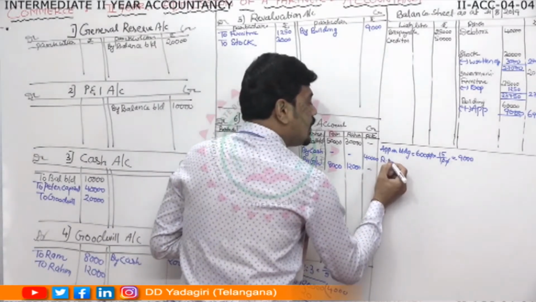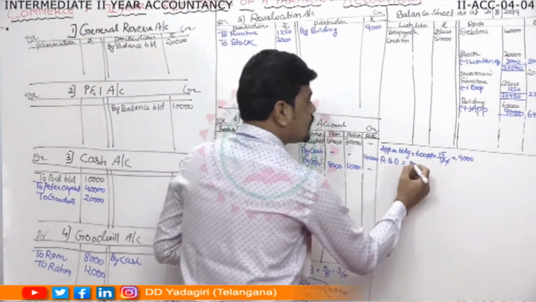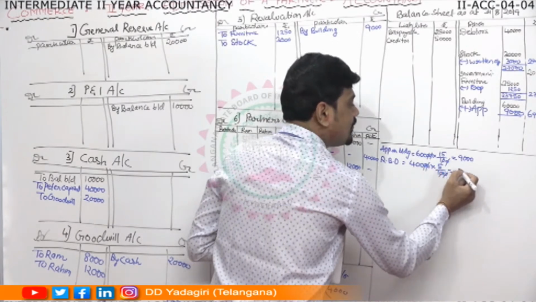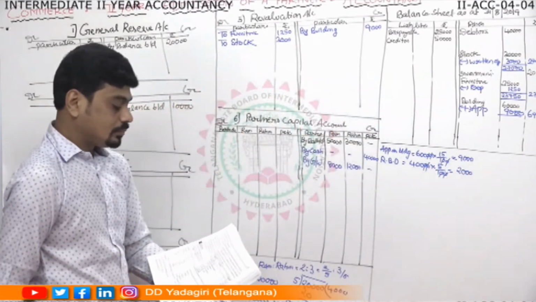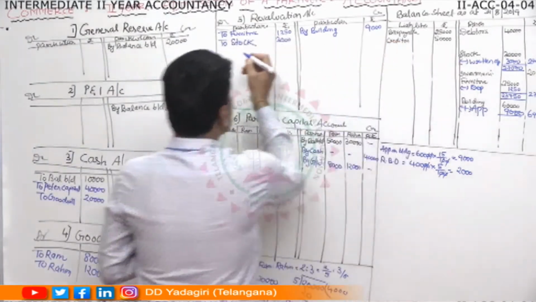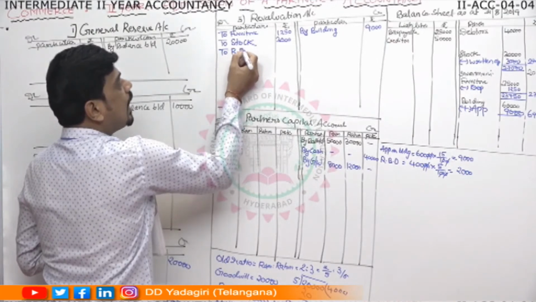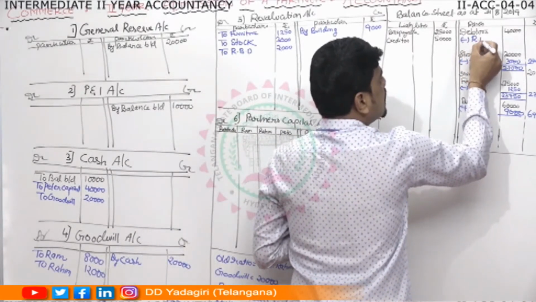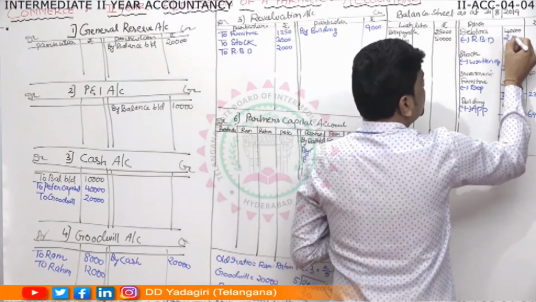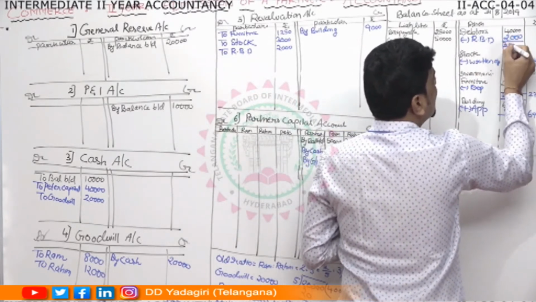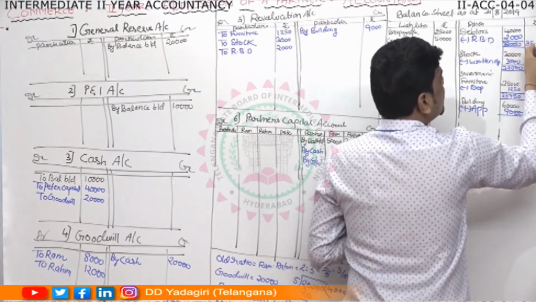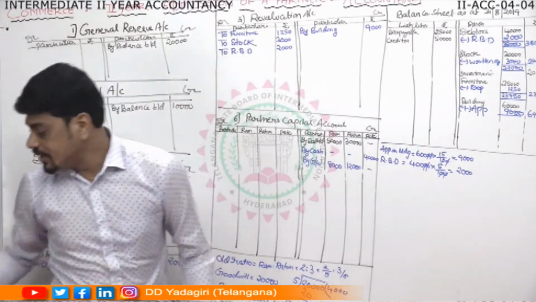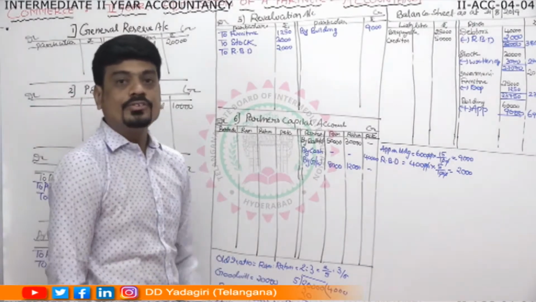Then they told create provision for bad debts at 5%. So RBD or PBD, you can write on debtors, 40,000 into 5%. Same as what adjustments we have done in the first year. So 2,000. So I'll go to revaluation account to RBD. I got 2,000. Subtract from debtors, minus RBD amount is 2,000. Again I'll subtract. I'll get 38,000. And this 38,000 I am transferring to outer column. So all my postings are done.